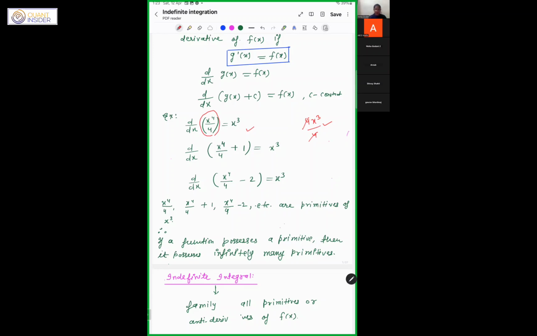Similarly, the differentiation of a constant is 0.